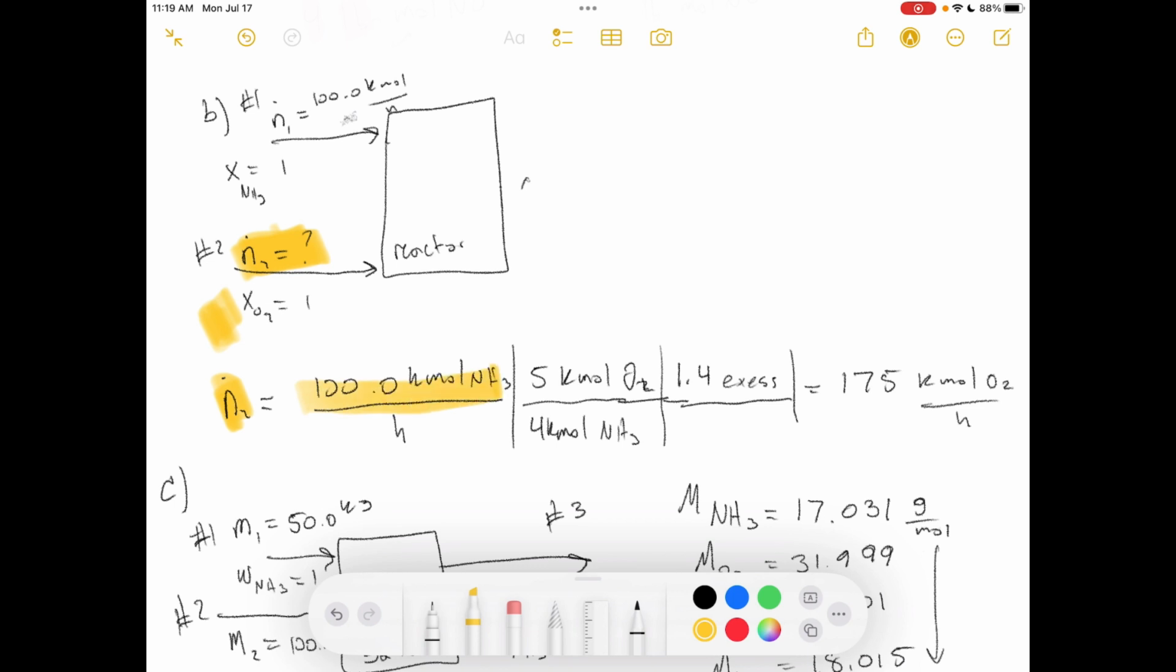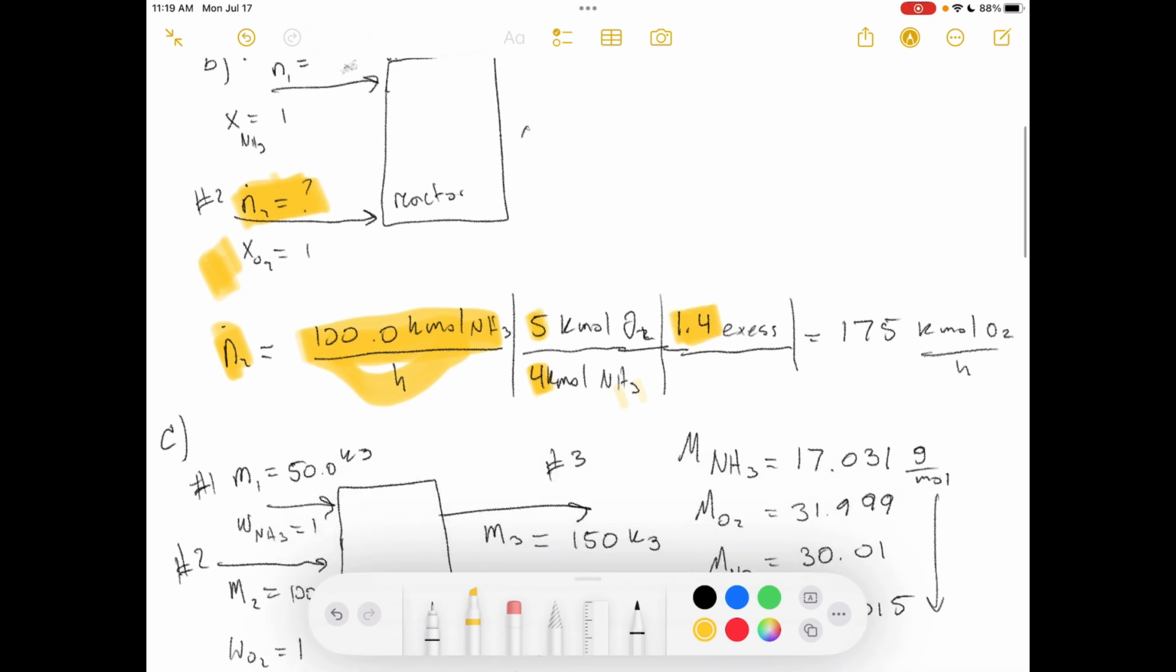So using the ammonia feed rate, we can say, for every 4 moles of ammonia, there are going to be 5 moles of oxygen if they were perfectly mixed at stoichiometric ratios. But we know that the oxygen is in 40% excess, so 1.4 times that. So then the oxygen feed rate is 175 kilomoles of oxygen per hour.